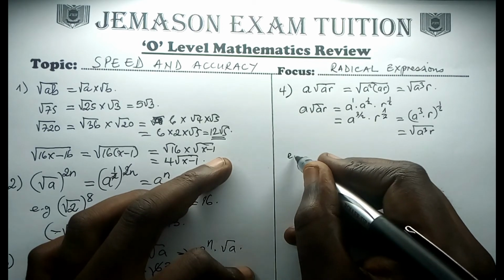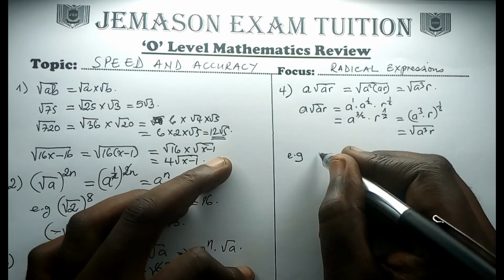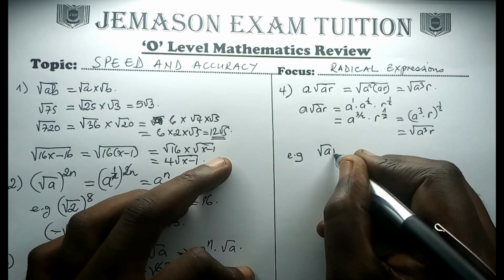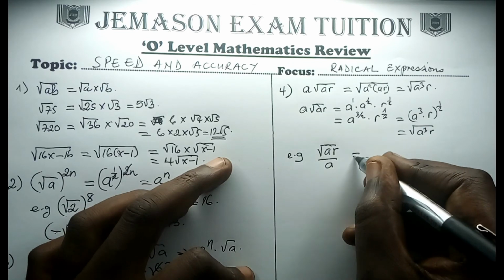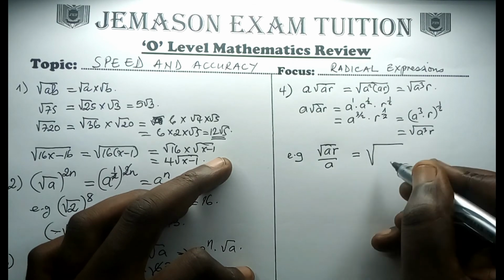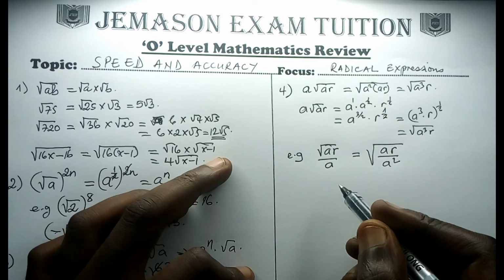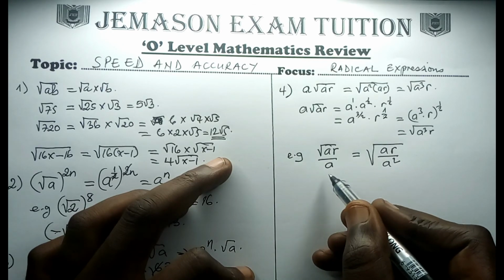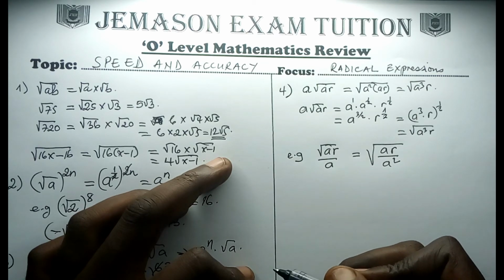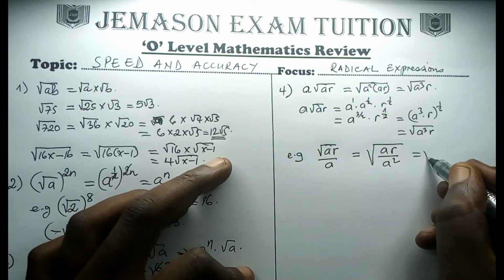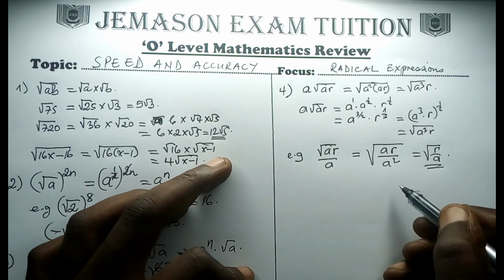And this takes a longer time to evaluate, and there is the risk of mistakes too. An example could be in the situation where you are to simplify root of ar all over a. In some situations, this should simply be the root of ar all over a squared. That means since a is at the denominator, I will square it and send it to the denominator inside the radical there. And overall it now simplifies to root r all over a, as a would cancel.